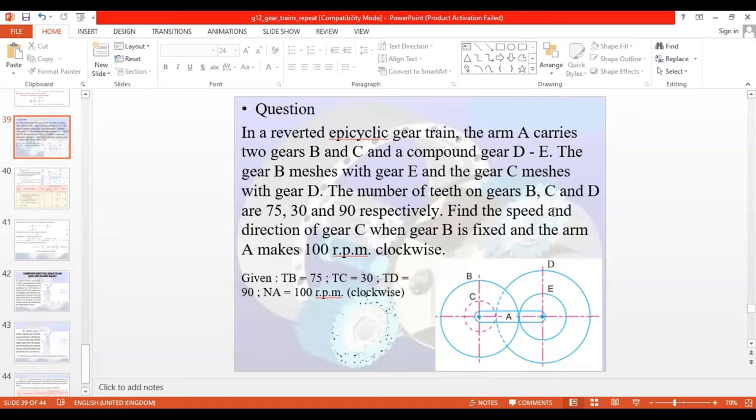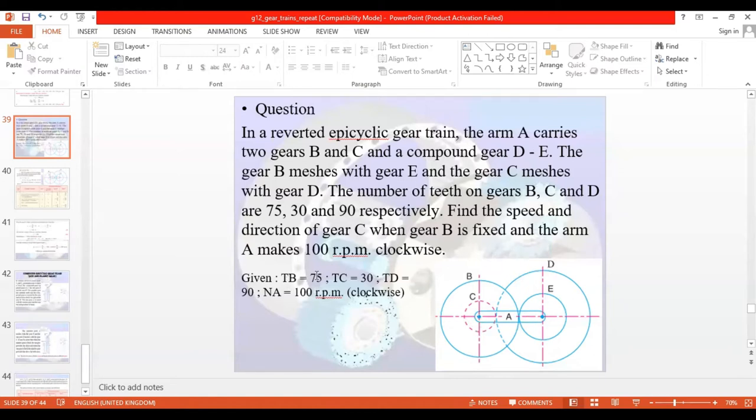Find the speed and direction of gear C when gear B is fixed and the arm A makes 100 RPM clockwise. So when B is fixed and the arm makes 100 RPM clockwise, what would be the speed of gear C? We'll put the data into a format.